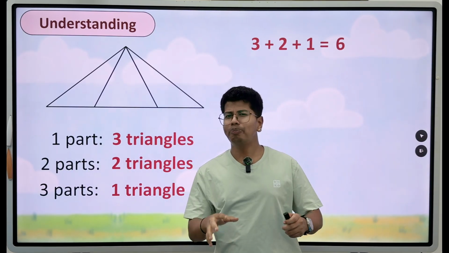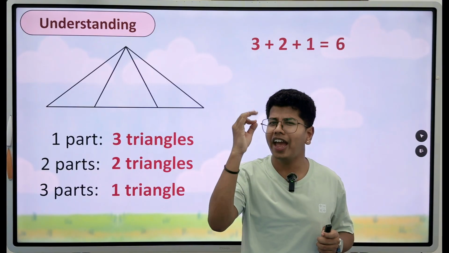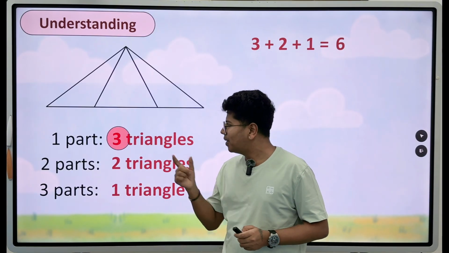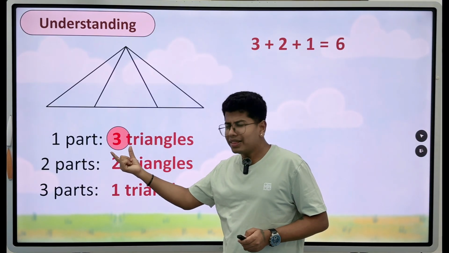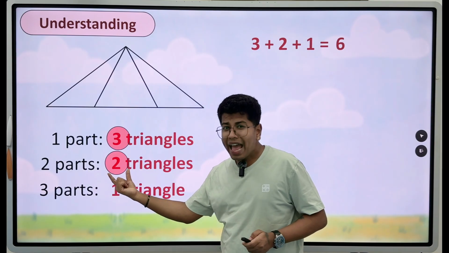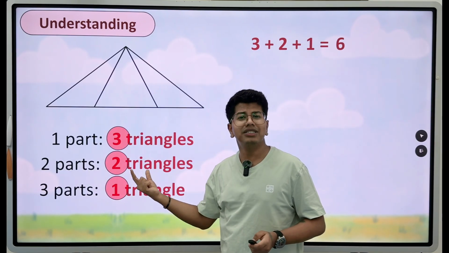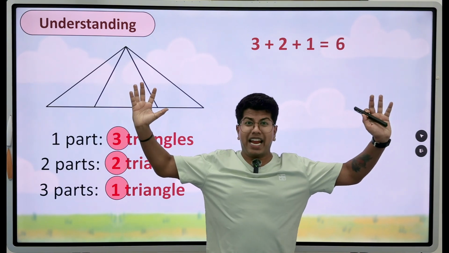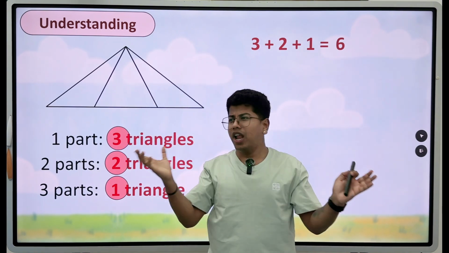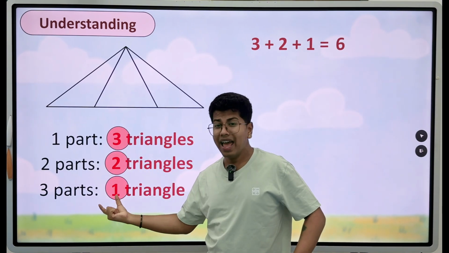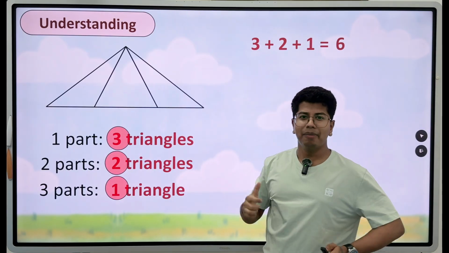Now I want you all to pay attention to something very nice. Check here. The number is 3. The next number is 2. And the next number is 1. What is happening to the numbers? The number keeps getting smaller and smaller from 3 to 2 to 1. And then we simply add them up.